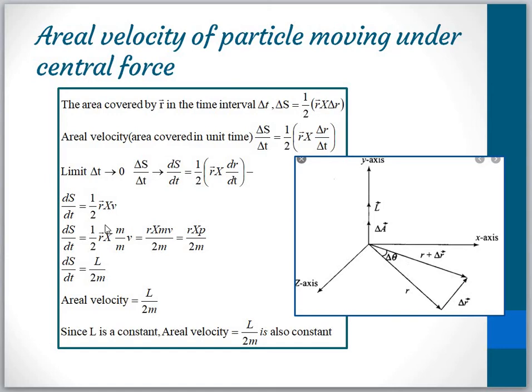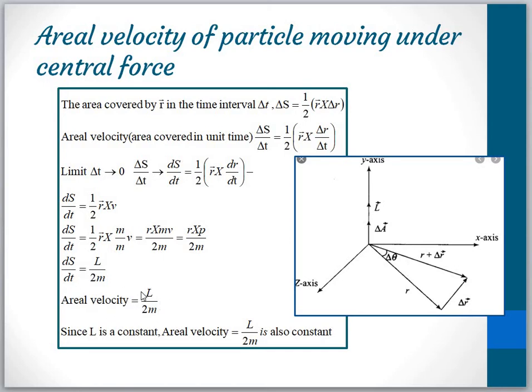Then we multiply numerator and denominator by m. So dS by dt is equal to half into r cross mv divided by m. So that is r cross mv divided by 2m. What is mv? It is linear momentum. So r cross p divided by 2m. So areal velocity is given by r cross p by 2m. What is r cross p? It is nothing but the angular momentum. So dS by dt is equal to L by 2m. So this is an expression for areal velocity. So areal velocity is given by L by 2m.